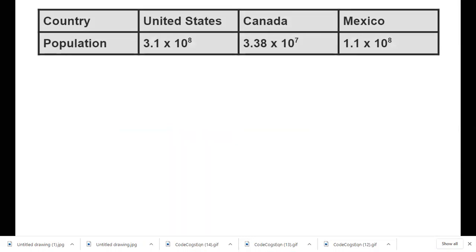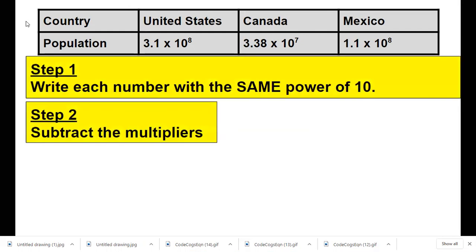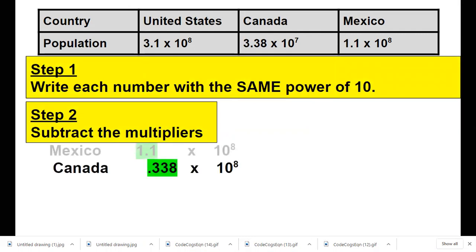How do we do that? We subtract the multipliers, the number in front of the power of 10. Subtract the multipliers. We have 0.338 times 10 to the 8th, and we have 1.1 times 10 to the 8th. Notice how I put Mexico on the top because that number is bigger than Canada. If I was to do it the other way and put Canada on top, I'd end up with a negative number. We don't want that. We want to put the bigger number on the top. Then I subtract, and I get 0.762.